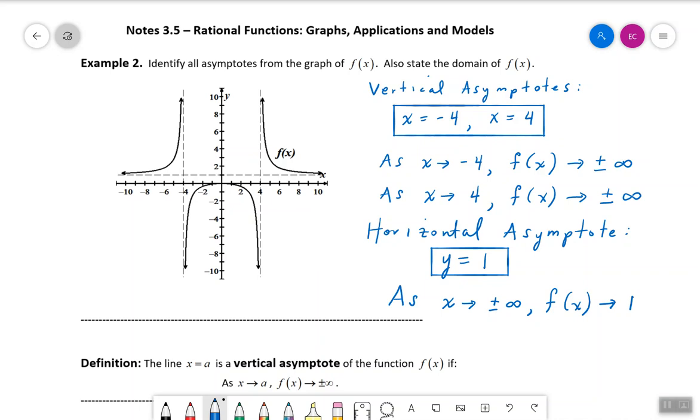We should go ahead and state the domain. Maybe I can fit it here on the other side of the screen. The domain is all real numbers except for, can you see which numbers are excluded from the domain? There's no function value at -4 or +4, at the vertical asymptotes. Right? The rational function is always undefined at the vertical asymptote. So -4 and +4 are not in the domain.